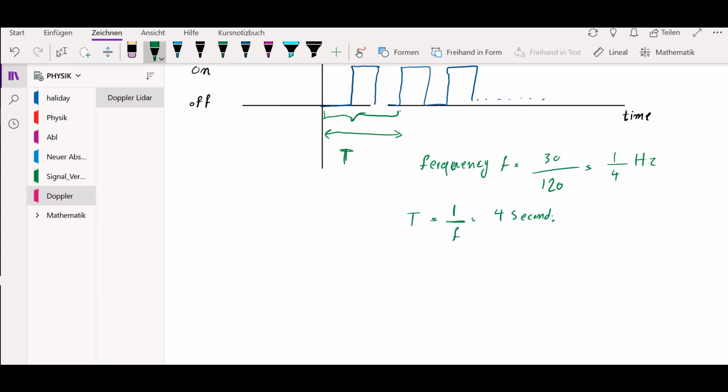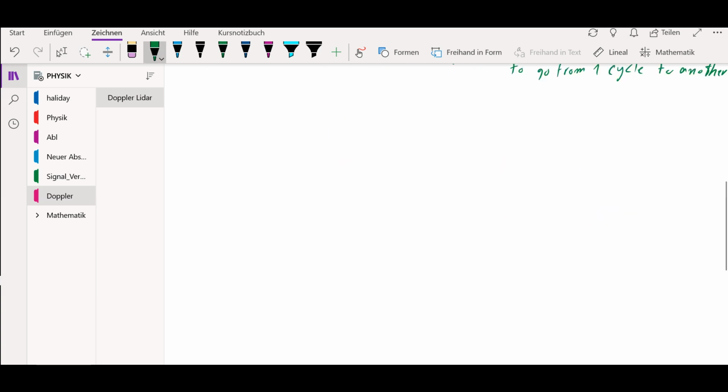And what it means is that it takes 4 seconds to go from one cycle to another. What it means is that it takes 4 seconds for my friend to switch the key on, off, and on again. I still cannot define a meaningful wavelength here, but in the second example I can define it better.